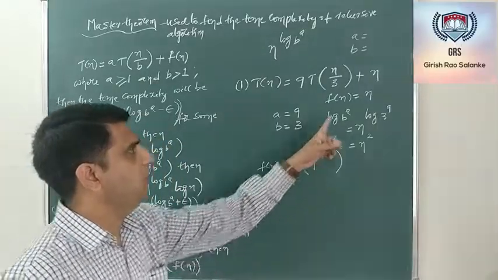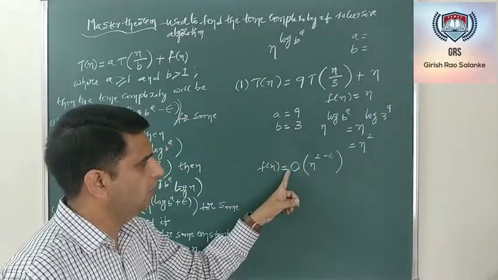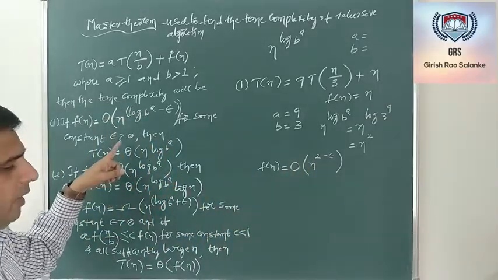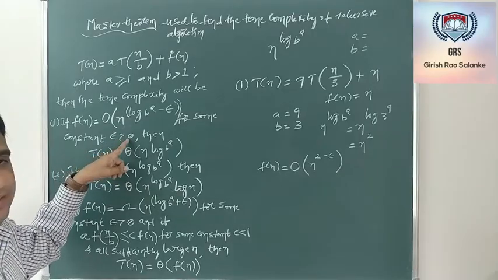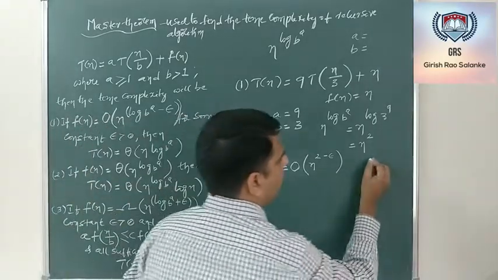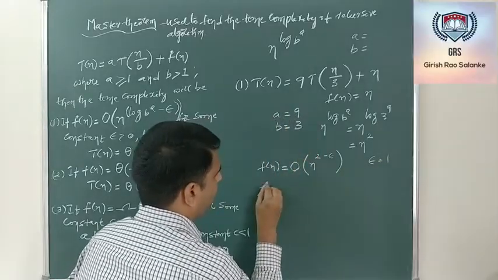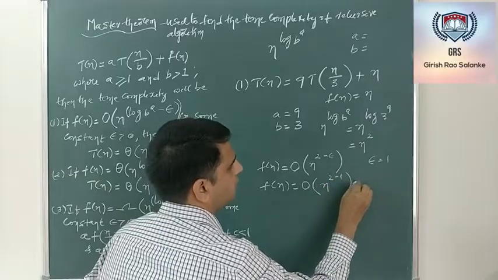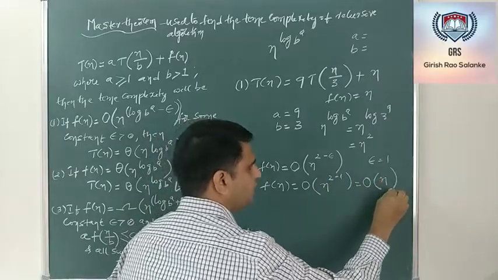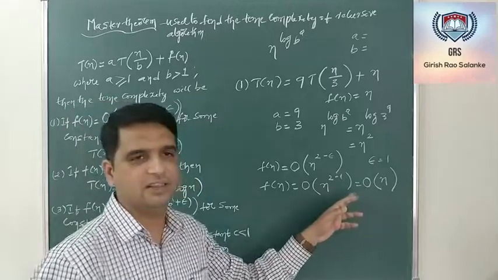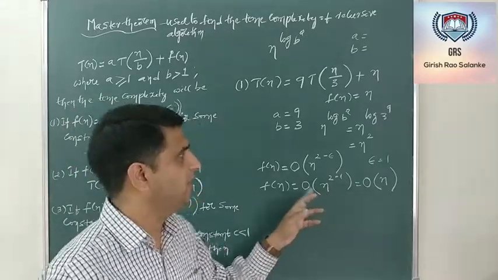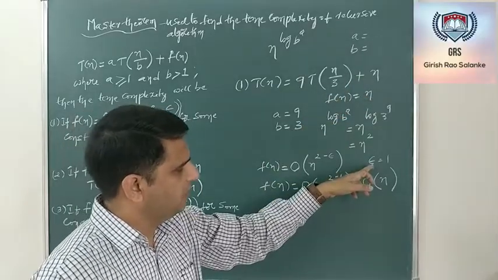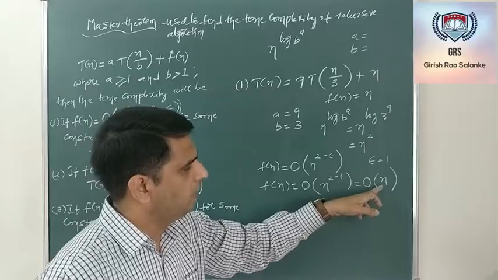F of n value was n. That is, n is equal to big O of n square minus epsilon, wherein my epsilon value is greater than 0. If I consider my epsilon value to be 1, I can say that f of n is equal to big O of n square minus 1, which is nothing but big O of n, which is true because with respect to big O, it is less than or equal to. In this case, it is n, and on applying big O with some epsilon value, I got it as big O of n.